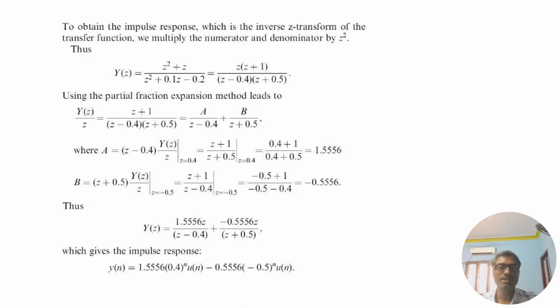Then substitute the A and B values in the Y of z expression. Then take the inverse z transform. Now we will get Y of z equals 1.556 z by z minus 0.4 plus minus 0.556 by z plus 0.5. When we take the inverse z transform, we will get Y of n, that means the impulse response, as 1.556 into 0.4 power n into u of n minus 0.556 into minus 0.5 power n u of n.